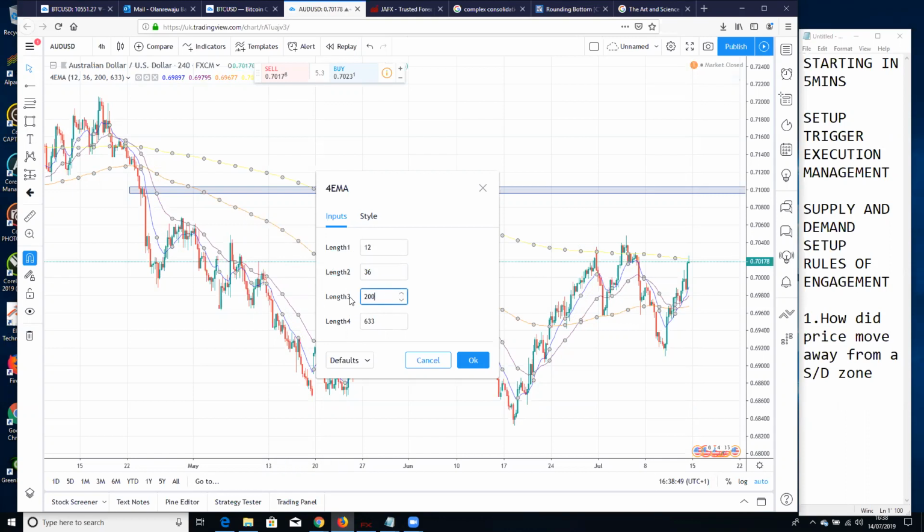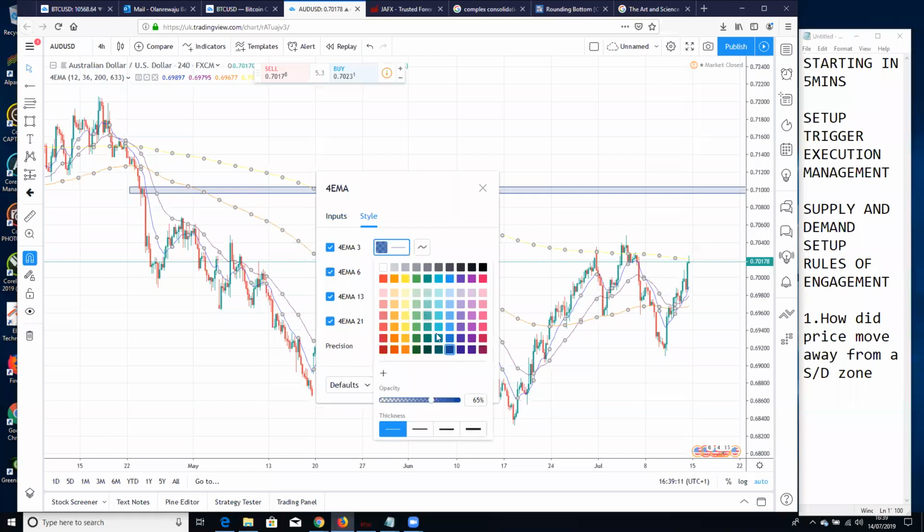The third one is 200, which measures the deviation away from the buyer's control region and the seller's control region. I'll explain that. And the fourth one is the 633, which I use to find the overbought or oversold level.